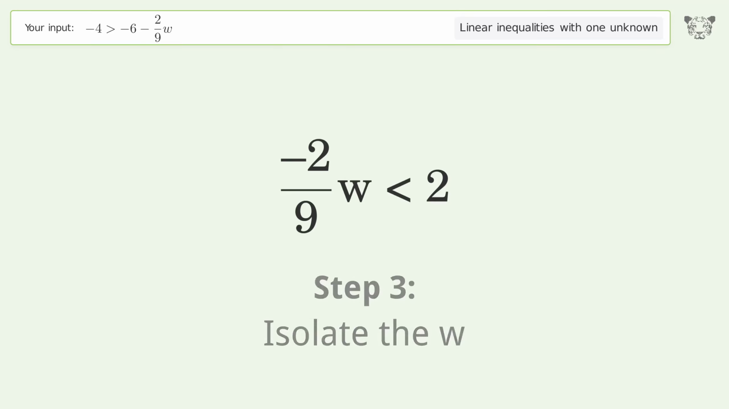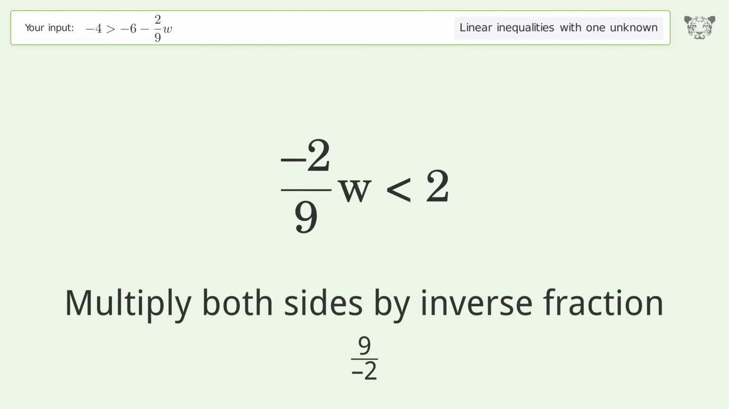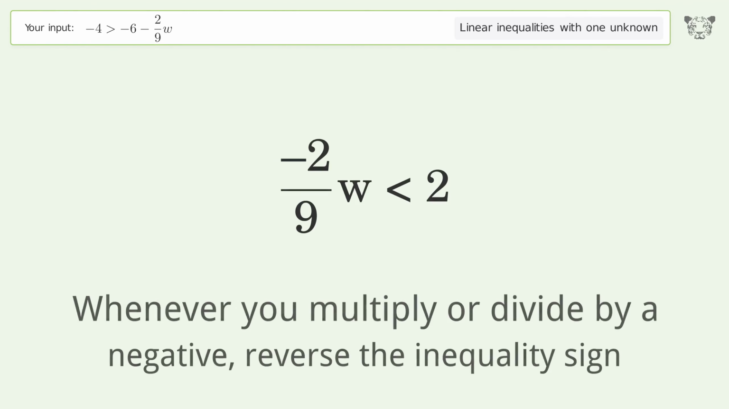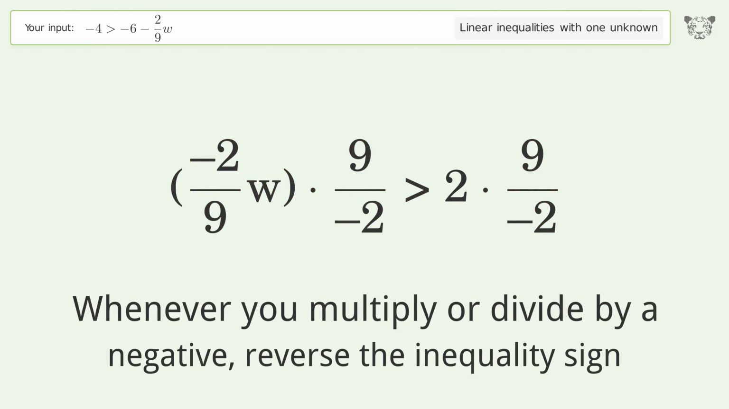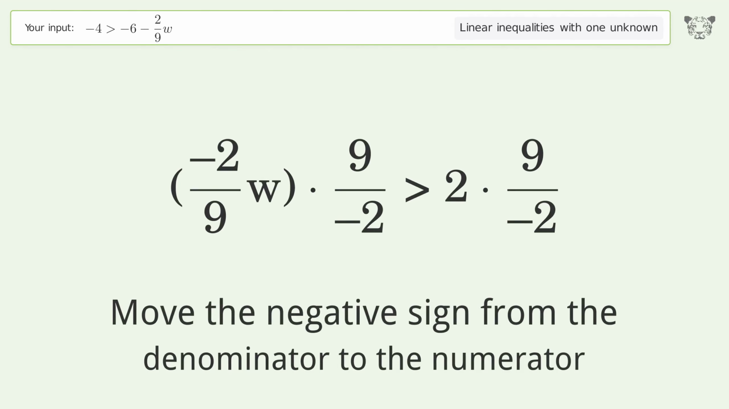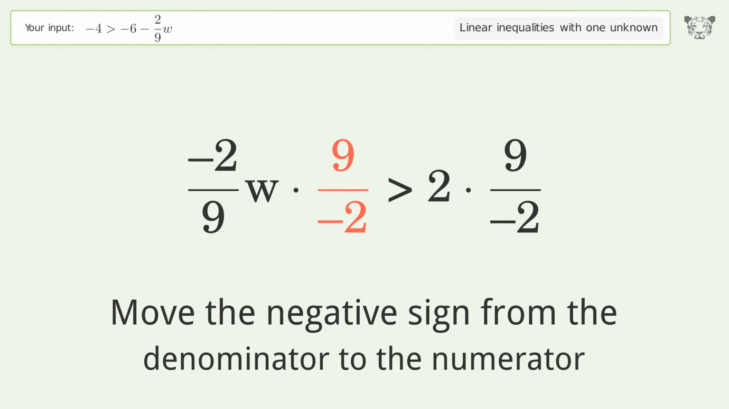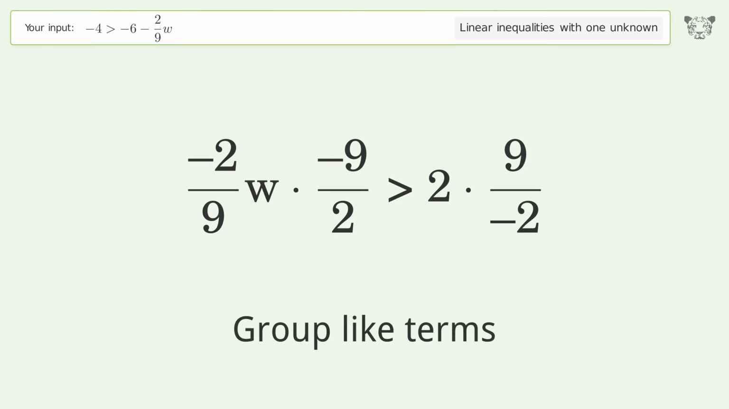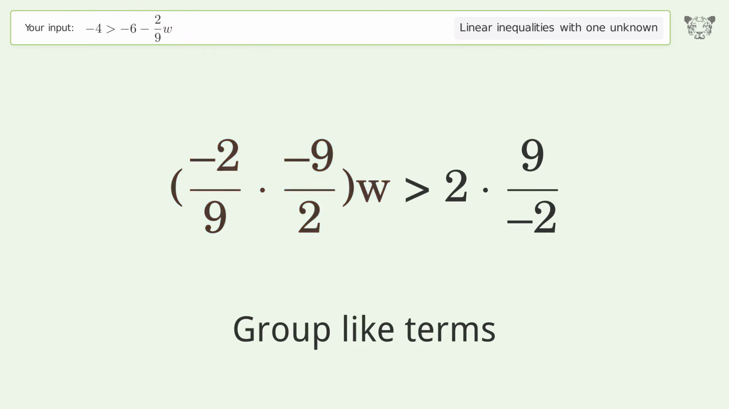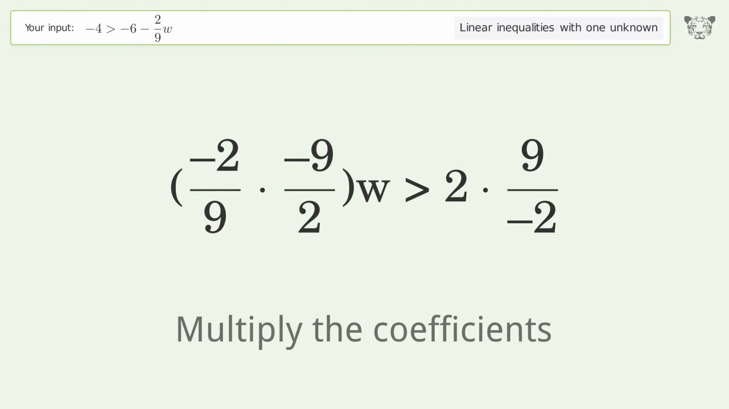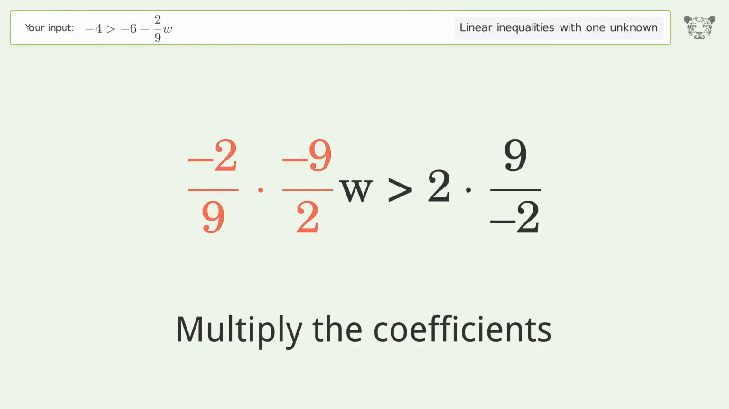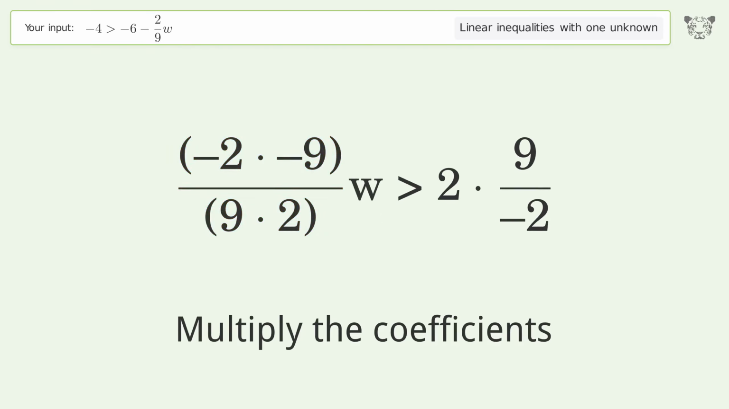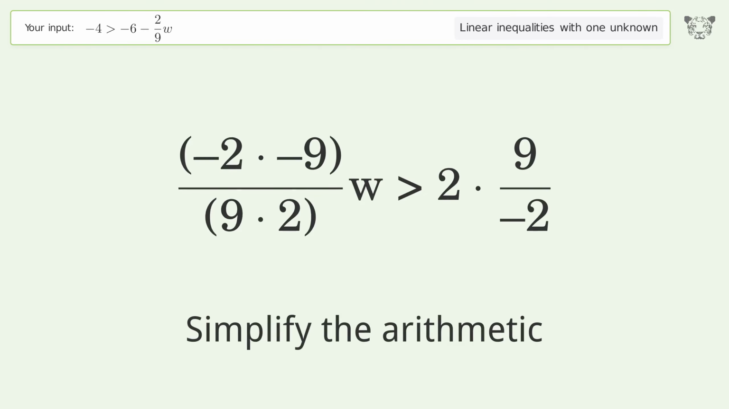Isolate the w. Multiply both sides by inverse fraction 9 over -2. Whenever you multiply or divide by a negative, reverse the inequality sign. Move the negative sign from the denominator to the numerator. Group like terms. Multiply the coefficients. Simplify the arithmetic.